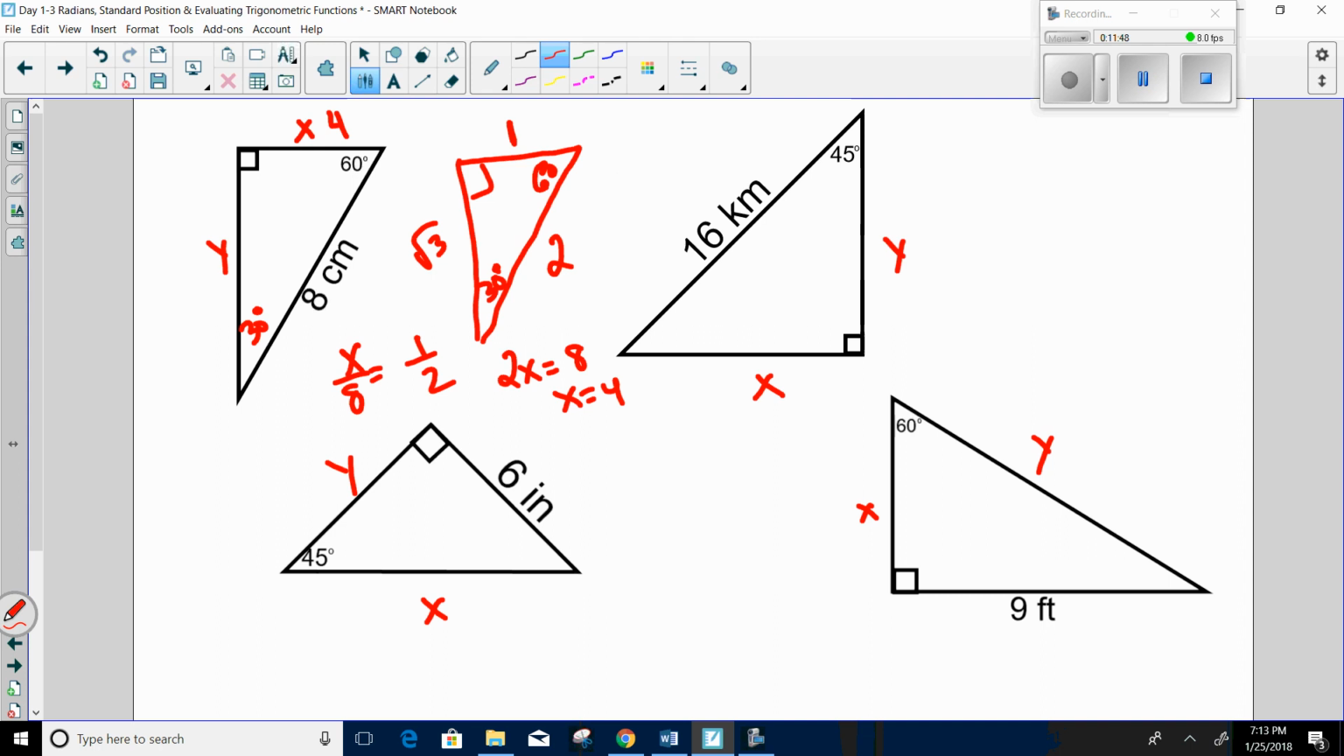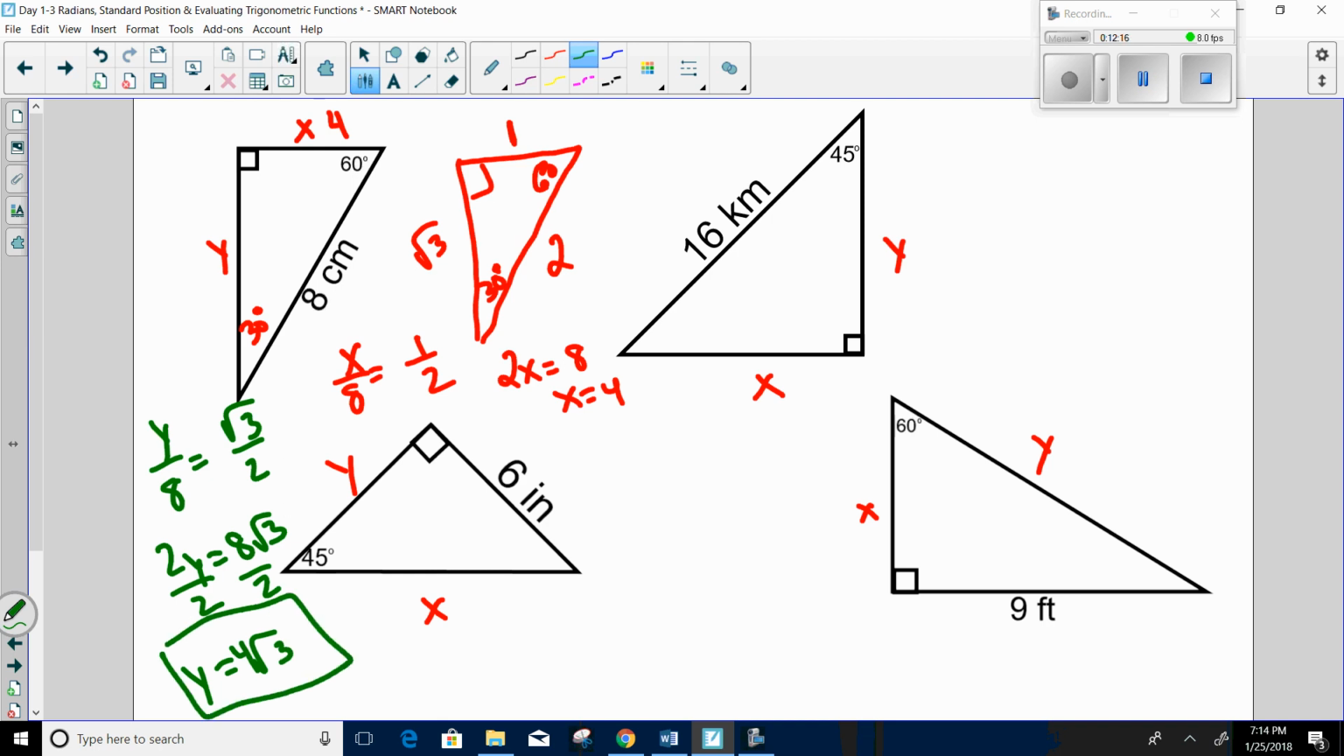Then do the same process in order to find y. Well, I have y over 8 equals the square root of 3 over 8. Cross multiply, or excuse me, not 8, 2. Okay, again, cross multiply. So I get 2y equals 8 square root of 3. Divide by 2, and you get y equals 4 square root of 3. And that would be your x and y. And it's just setting up proportions like you would have in geometry.